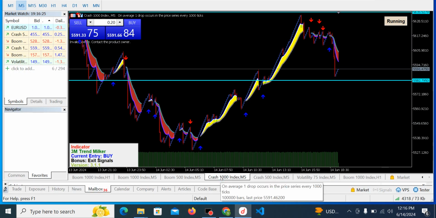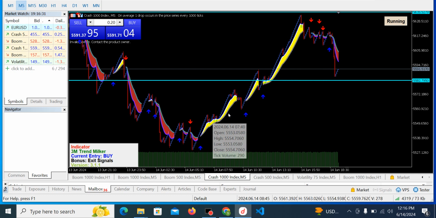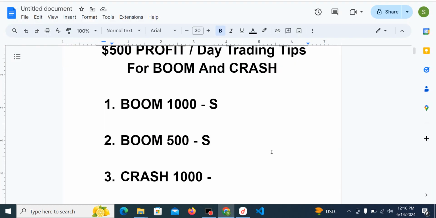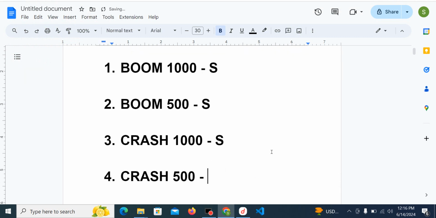Let's check out our next asset called crash 1000. It started an uptrend from this support zone, and of course you can see the yellow flag and the blue arrows, which led to this uptrend, and it came to an end at this resistance zone. So it started a downtrend right from there. So this is selling at the moment. This is going to be more of a selling opportunity than a buying opportunity.